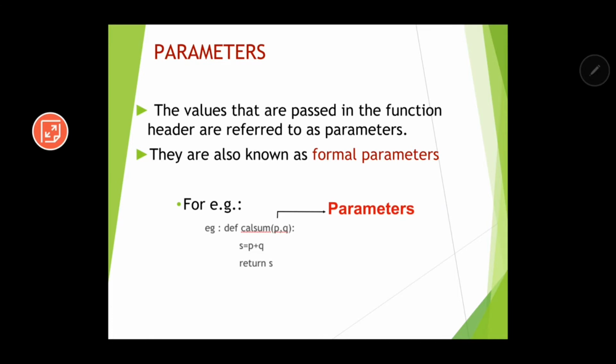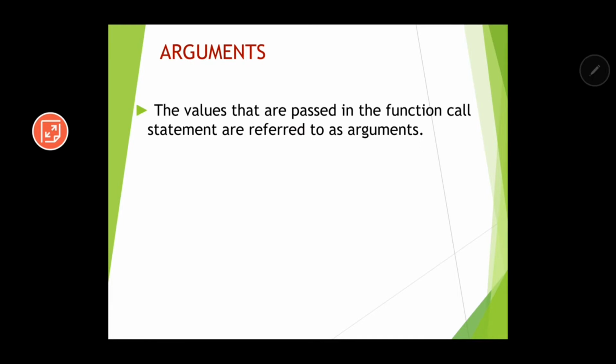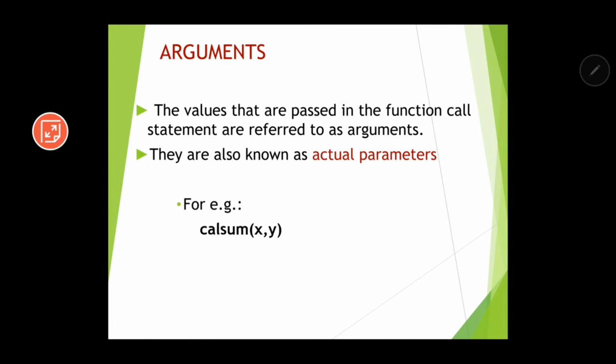Let's go to the next term, that is arguments. What are arguments? The values that are passed in the function call statement are referred to as arguments. These are also known as actual parameters. For example, in our previous slide, we used the function calling calsum x comma y. This x comma y are known as your arguments or actual parameters. These two values will go and be matched with the function definition header. It will be more clear when we go to the programming part.